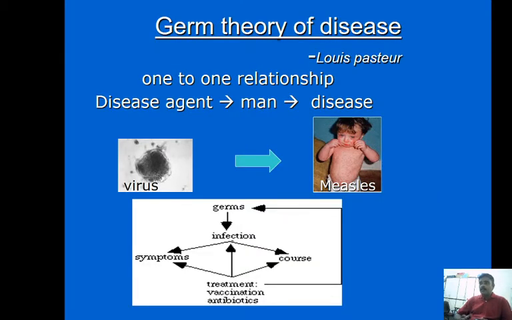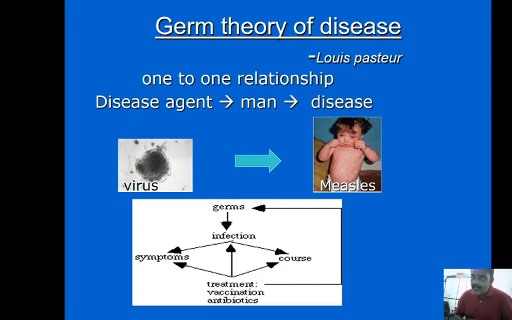Germ theory is again one more thing which Louis Pasteur said. He said there is a one-to-one relationship between the disease and the disease agent: that there is a virus which causes it, or a bacteria, or a fungus, or a plasmodium which causes it. However, this is true only for germ theory. Non-germ diseases, like non-communicable diseases, do not have such a direct relationship.